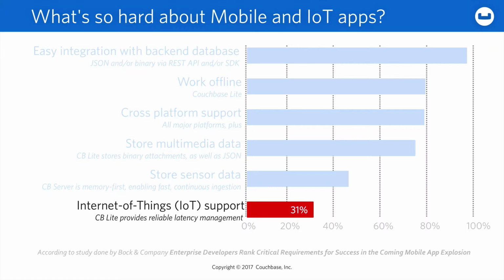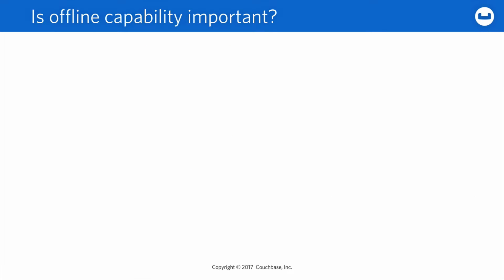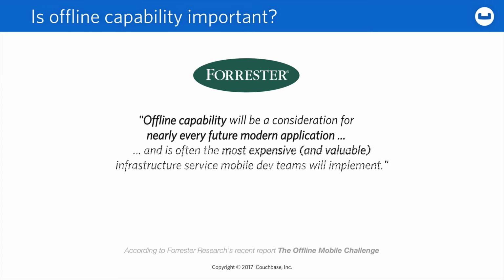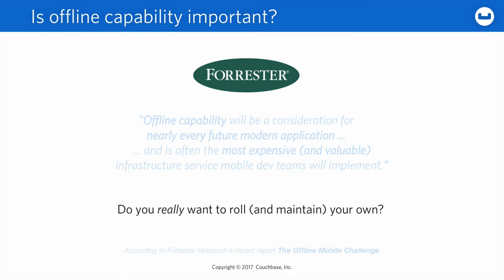Let's go a little further. So why is offline capability important? Well, according to Forrester Research, offline capability is going to be a consideration for nearly every future modern application. It's also often the most expensive and valuable infrastructure-level service that your mobile dev team will implement. So that leads to a very important question. Do you really want to roll and maintain your own infrastructure service to handle a problem that's already been well solved? Well, stick around and keep that question in mind.